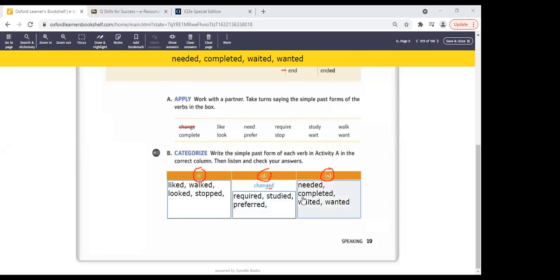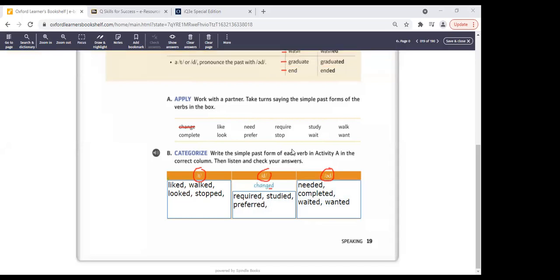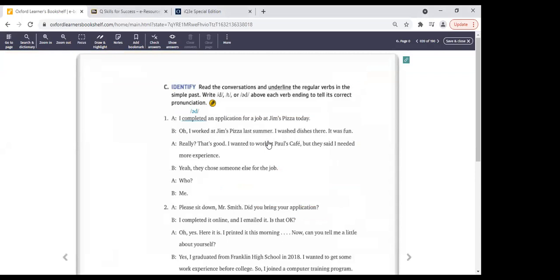And now the ed sound. Needed. Completed. Waited. Wanted. Who's saying it after everyone else?